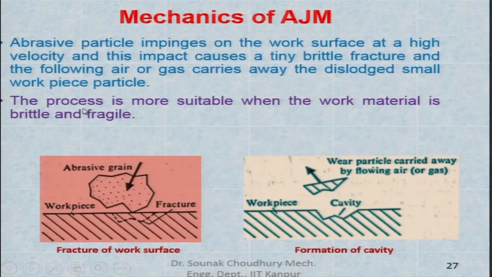The process is more suitable when the work material is brittle or fragile, because it is a brittle fracture. As you can see, the abrasive grain impinges the surface, makes a fracture on a tiny area, and this material is removed from the workpiece surface. This is the way the cavity is formed, all over the place where it is required.